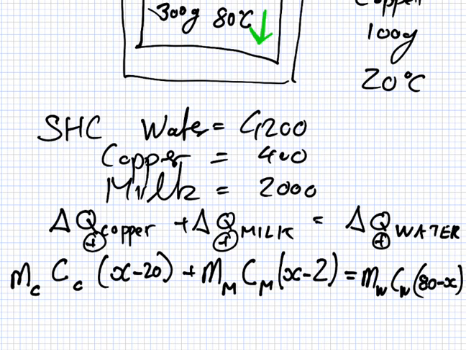How many things in that formula do you not know? Just the X, isn't it? Do you know the masses? Yes, it's given. Do you know the specific heat capacities? It's given. Can you solve this for X? No problem. It's just a linear equation, isn't it?